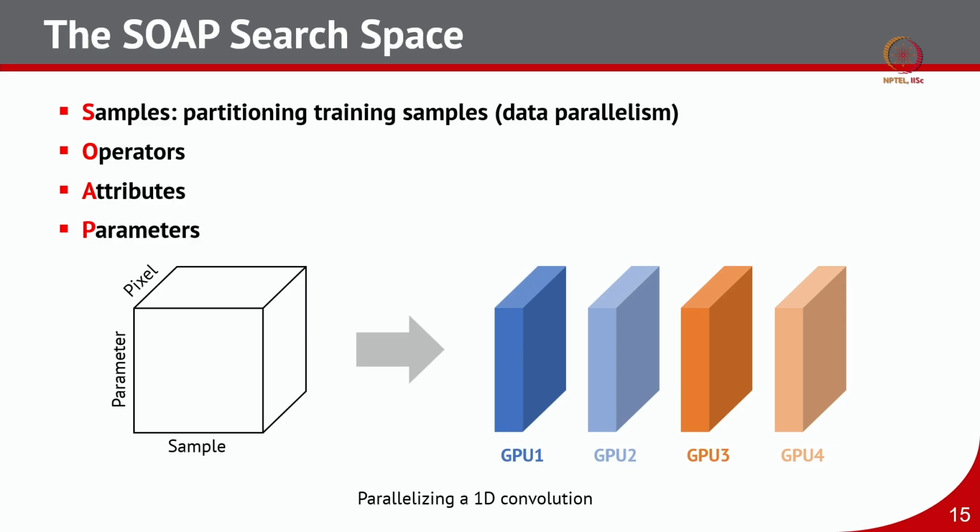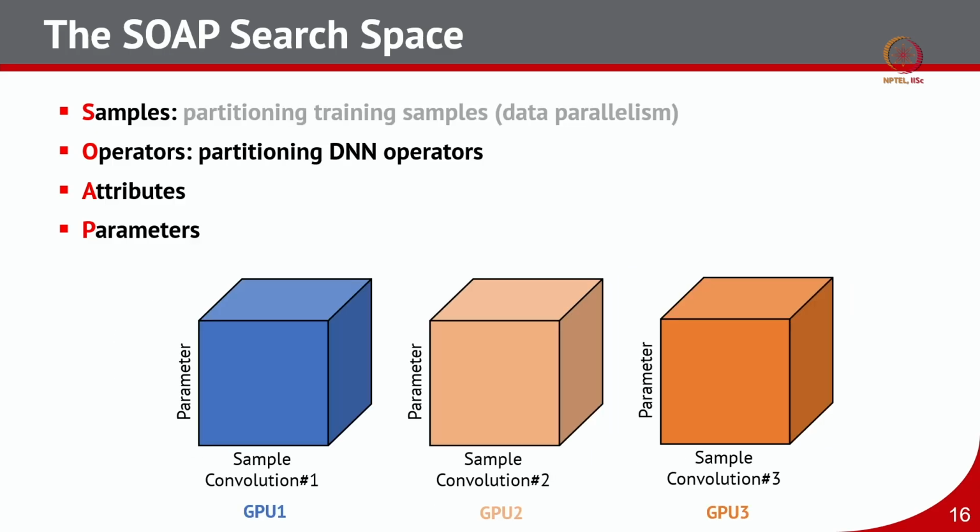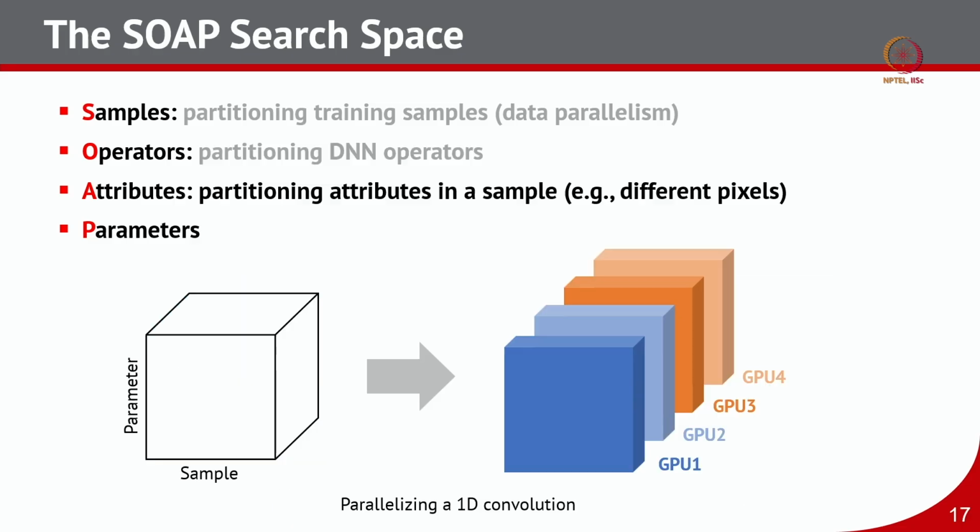And then we have operators, that is nothing but partitioning the DNN operators. Let us say we have 3 GPUs. We can have convolution 1, convolution 2 and convolution 3, which can be 3 different layers. So, 3 different layers can go onto 3 different GPUs. That is kind of model parallelism or pipeline parallelism, which we already discussed.